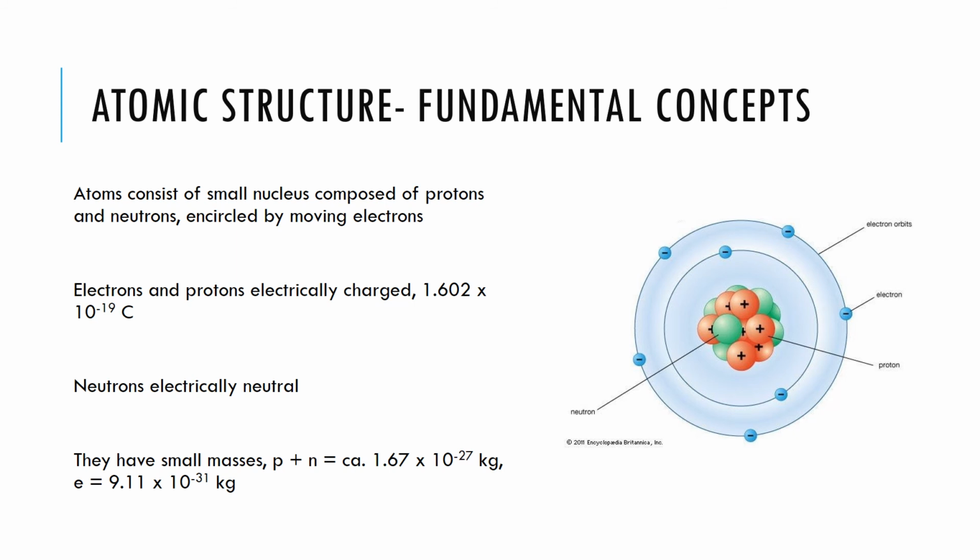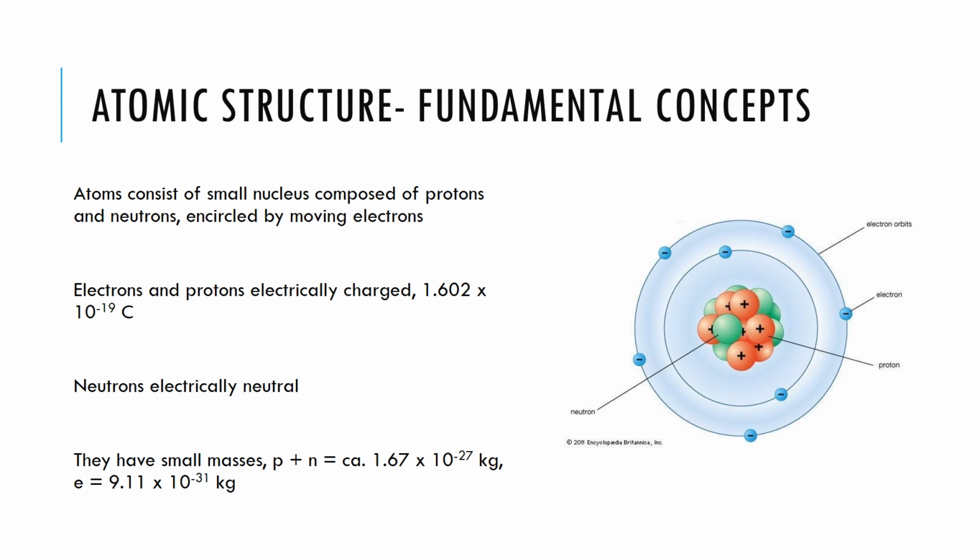But fundamentally then, atoms consist of a very small nucleus, which is composed of protons and neutrons, and these are broadly encircled by moving electrons. So the electrons and the protons are the electrically charged subatomic particles here, and they have a charge of 1.062 times 10 to the minus 19 coulombs. Neutrons are electrically neutral, and they sit, as I said, in that nucleus.